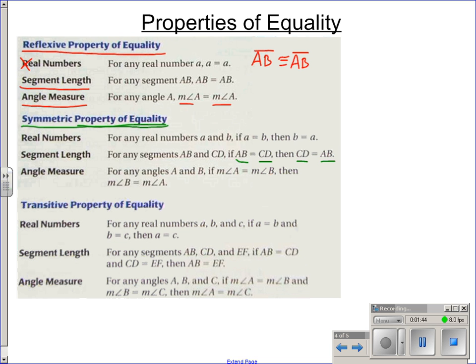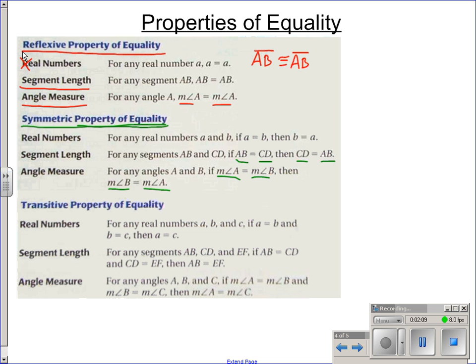Even weirder than reflexive. We barely ever use this, but it is a property. Please know it, because you may see it on a quiz or in a test or in the homework. So when they say symmetric property of equality, you've got to know what they're referring to. But basically it's just, if two things are equal, A equals B, then you can switch that order and they're still equal.